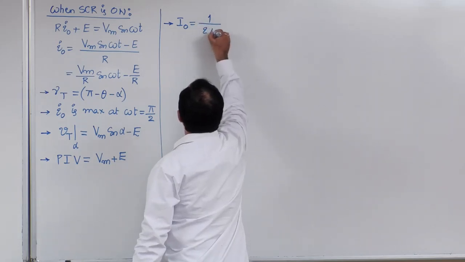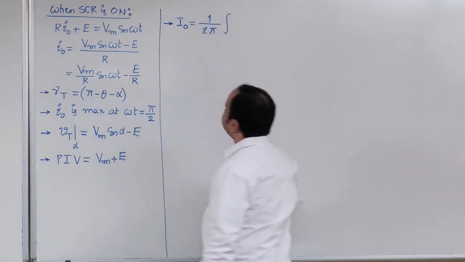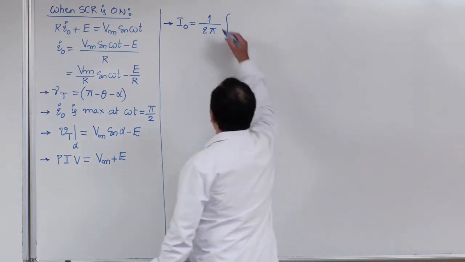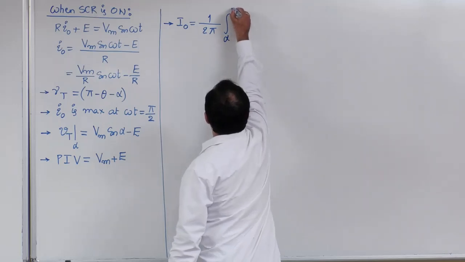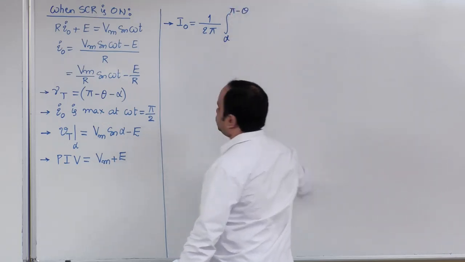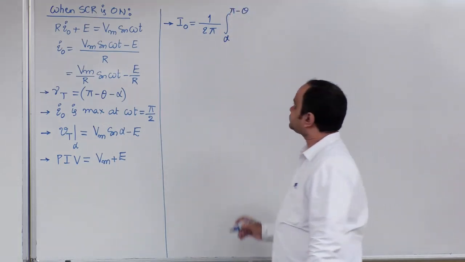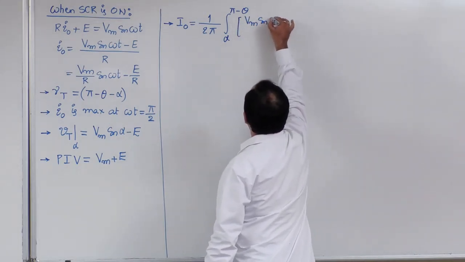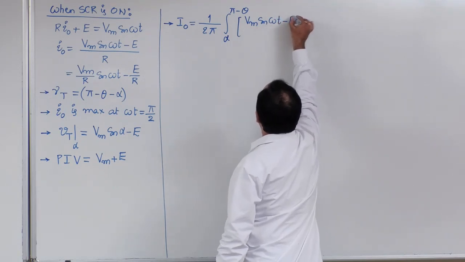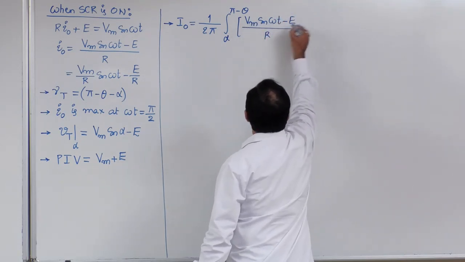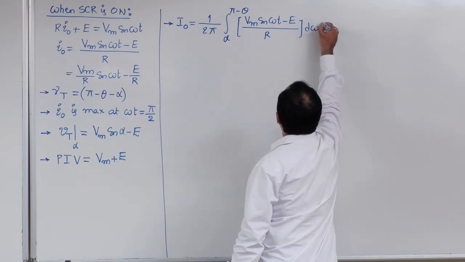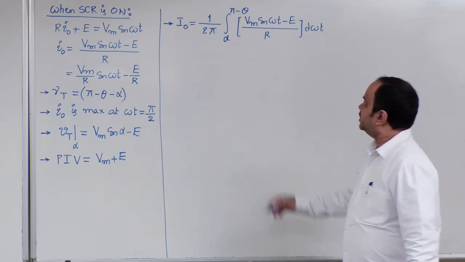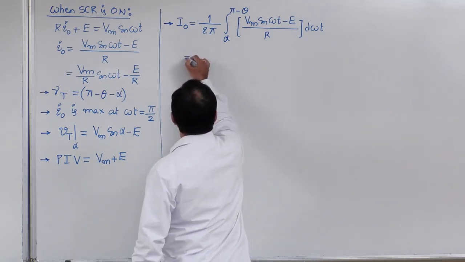So we can write it like this: 1 by periodicity. What is the periodicity? 2 pi is the periodicity. So 1 by 2 pi integration from alpha to pi minus theta. So what is the expression for current here? Vm sin omega t minus E divided by R, d omega t, right?